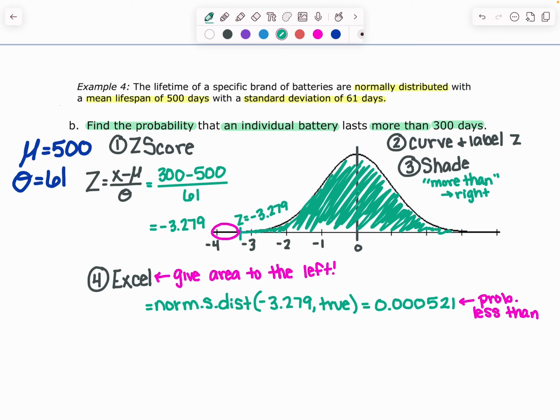So in order to get that, we have to do 1 minus this probability. And you can do that by either taking the probability after you calculate it in Excel, or you can do it from the beginning. But we have to use the complement rule. Excel gave us what we don't want, so we use the complement rule to get what we do want.